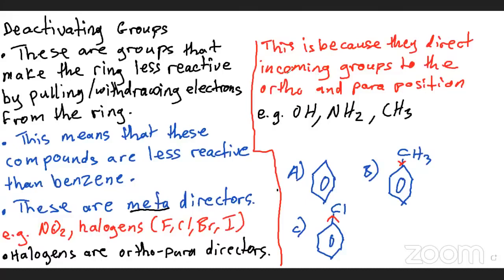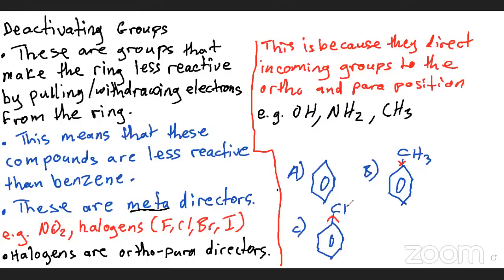All right. Could you please repeat that? As in why it's C then A then B? Yeah, sure. So CH3, what kind of group is it? Activating or deactivating? Activating. Right. So that means once it is an activating group, it is going to make the benzene ring more reactive. So B is more reactive than A.